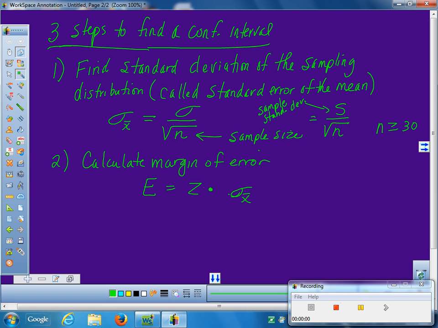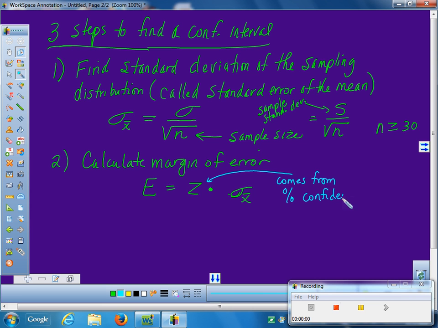But we have to know, how can I just say use a Z-score? A Z-score that comes from where? Is it out of thin air? It comes from how confident you want to be. Whether you want to be 90% confident or 95% confident.